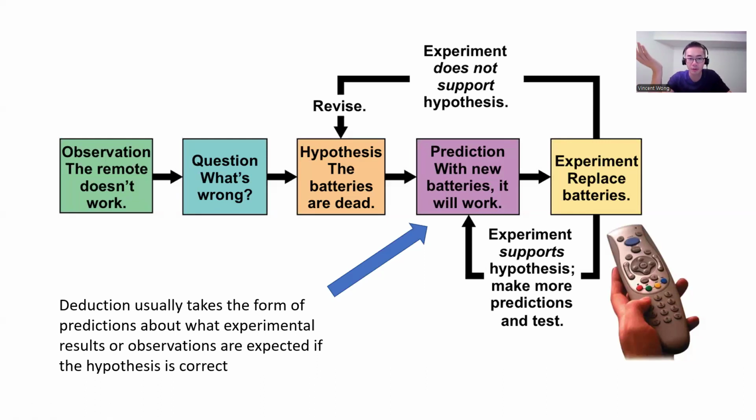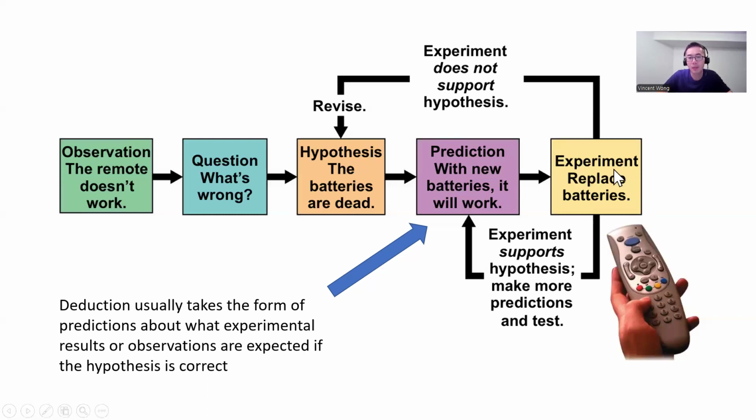Maybe this happened to you before, right? And last time it happened, I changed the battery and it was fine. So the batteries are probably dead. So you make a prediction: if I'm right, replacing it with a new battery is going to fix the problem. You then go ahead and do the experiment, which involves replacing the batteries, and it either fixes the problem, the remote works now, which means your prediction was correct, your hypothesis was correct.